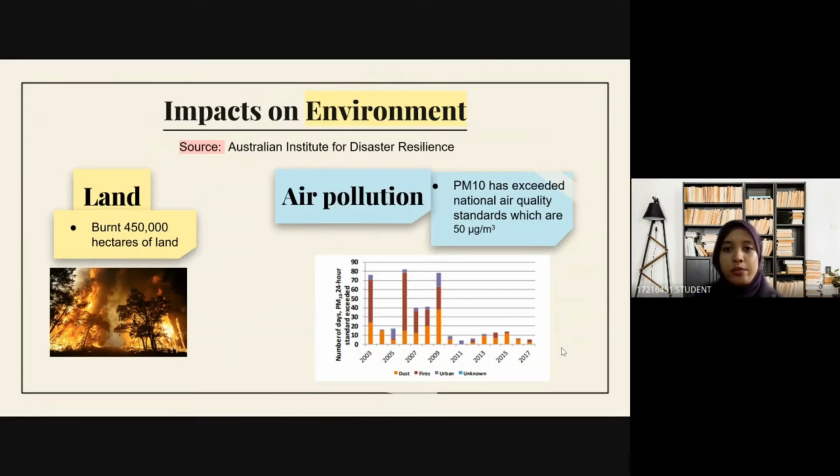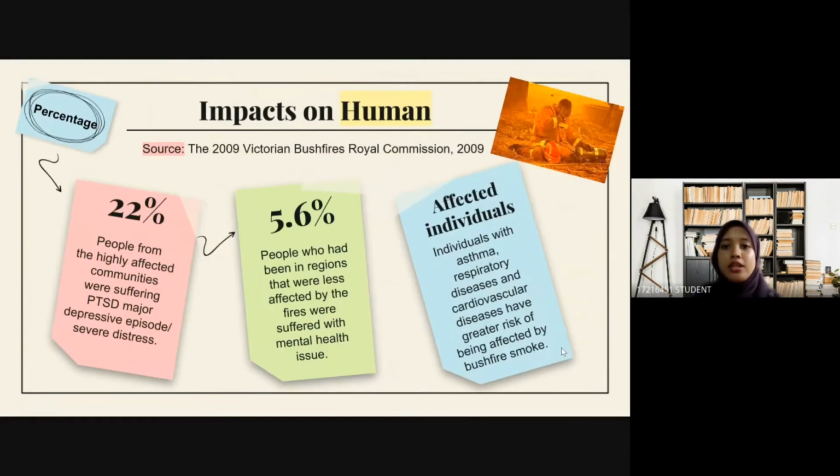As we all know, PM10 is one of the air pollutants that negatively impact our environment. Based on the statistics in 2009, we can see that PM10 was suspended in the atmosphere for almost 80 days. It also exceeded the national air quality standard, which is 50 micrograms per cubic meter within 24 hours. Next is the impacts on human.